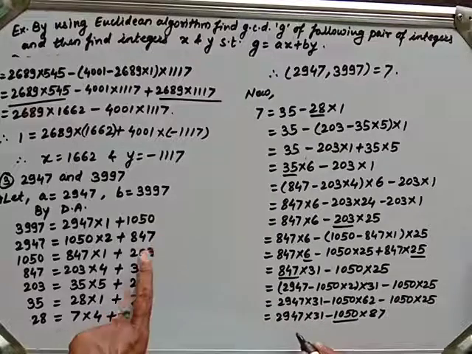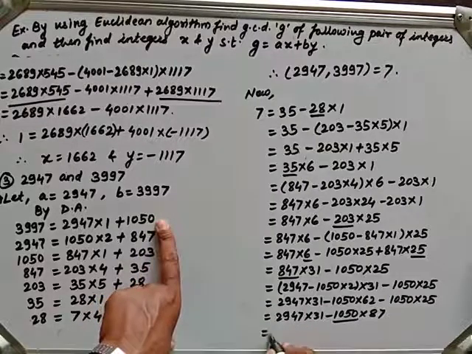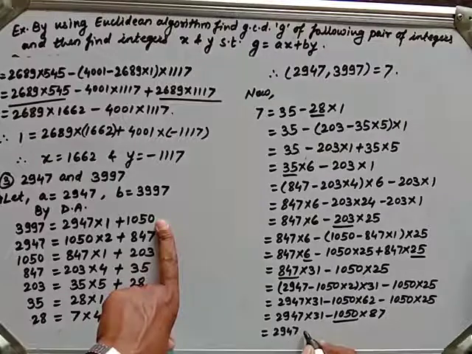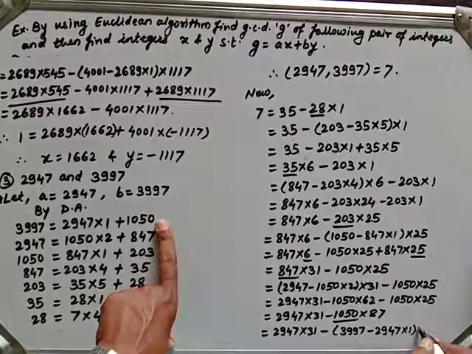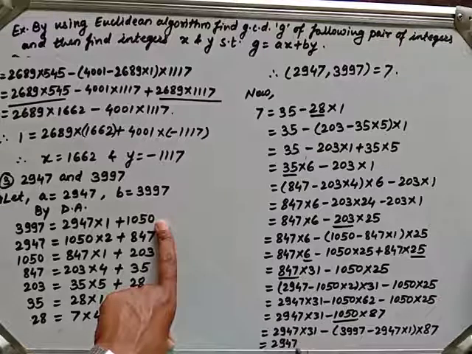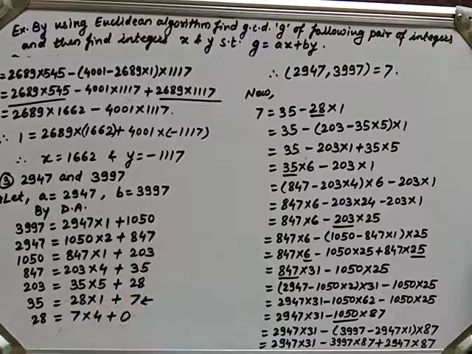Now substitute 1050 from this first equation again. So it will be 2947 multiplied by 31 minus, here we get 3997 minus 2947 multiplied by 1, multiplied by 87. So it is 2947 multiplied by 31 minus 3997 multiplied by 87, minus minus plus 2947 multiplied by 87.